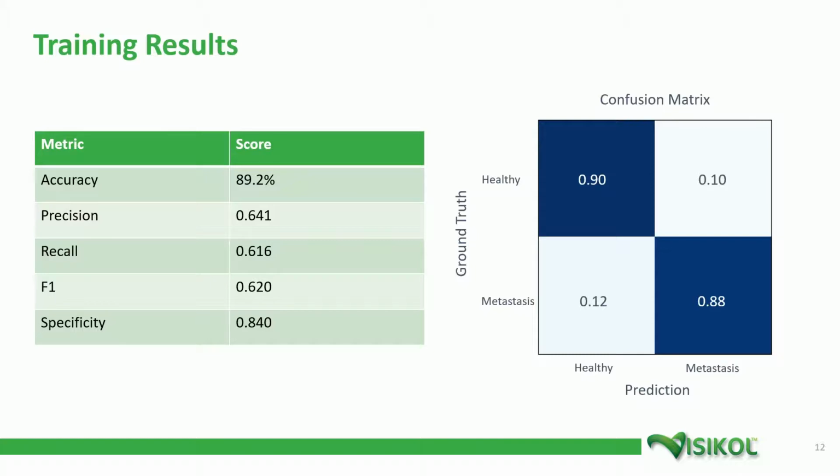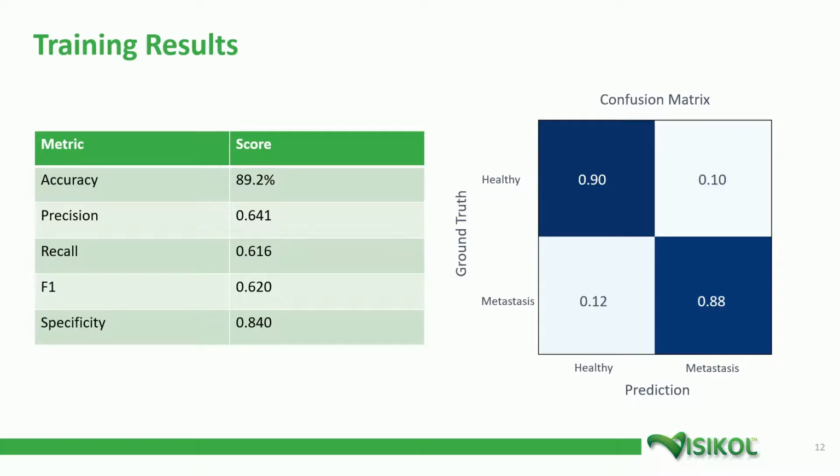Remember, the test data has never been seen by the network and thus is a good approximation of how well the network can generalize to new data it has not seen before. We reach an accuracy of almost 90%, a precision of 0.64, recall 0.61, F1 0.62, and specificity of 0.84. Each of these metrics can be used to evaluate different aspects of our network, where it is excelling and where its pitfalls are. Another useful tool we can use to understand the performance of our network is a confusion matrix.